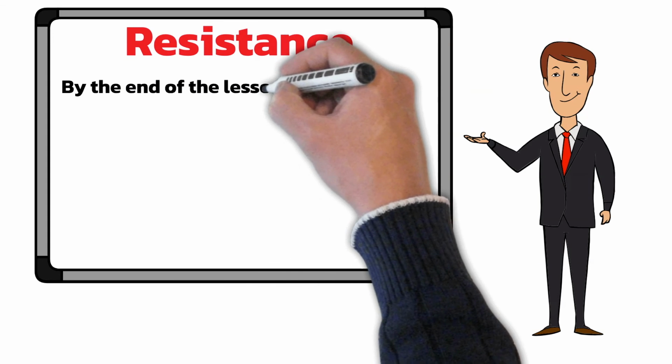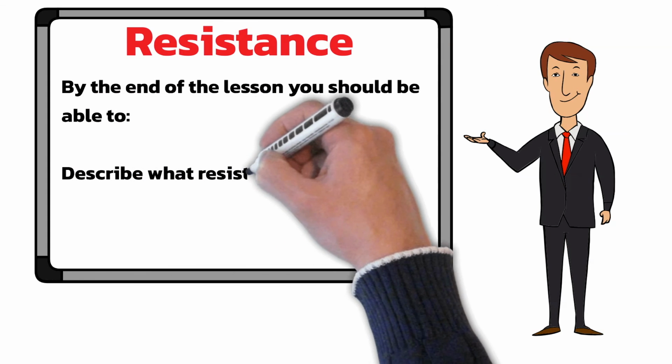So you should now be able to describe what resistance means, and use the formula V equals I times R.